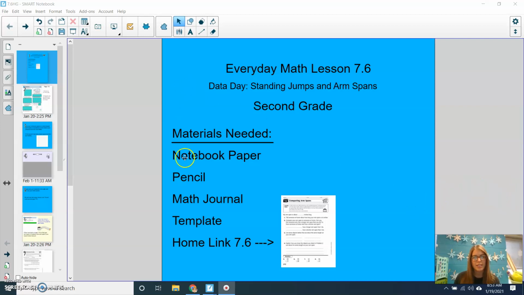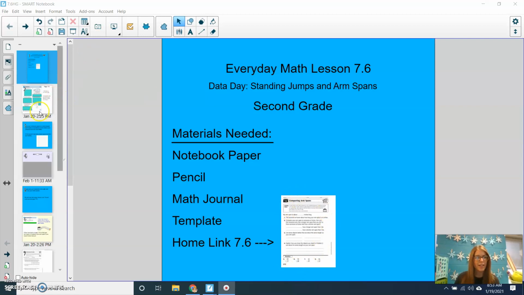The materials that you'll need today: notebook paper, pencil, math journal, your template, and if you have Home Link 7.6. If you don't have that Home Link today, you can still follow along with the lesson, but just write your answers on either your whiteboard or notebook.